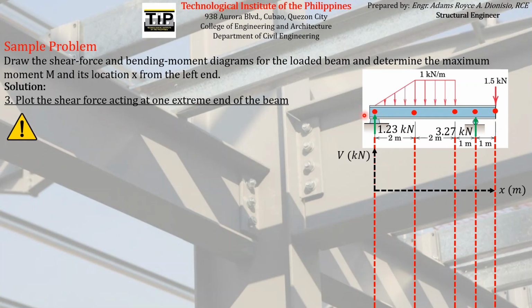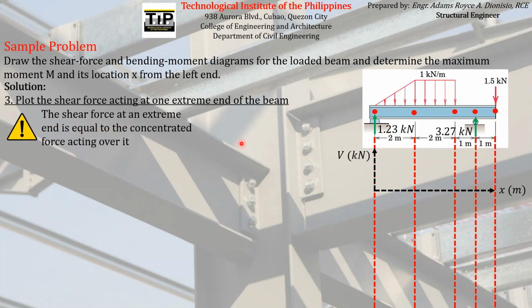You have to remember that the shear force at an extreme end, which is this, is equal to the concentrated force acting over it. So can you see any concentrated force acting on this end or point? We can see that there is a concentrated force 1.23 kilonewton acting on this point that came from the hinge support. So according to this statement, the shear force acting on that left end or extreme end is just equal to the magnitude of that concentrated force.